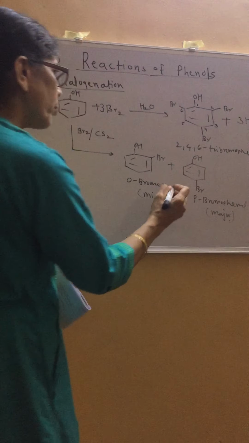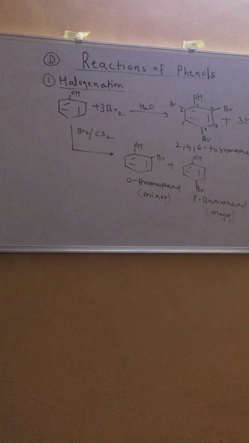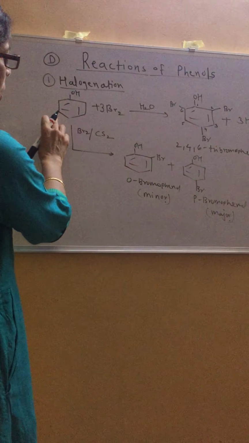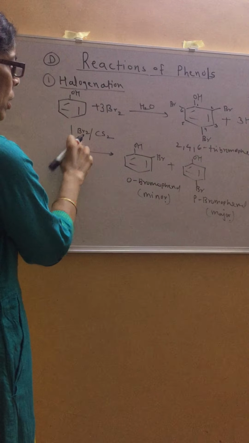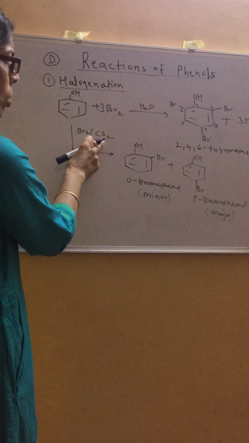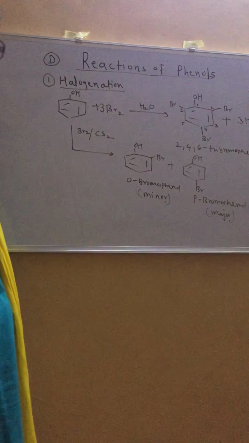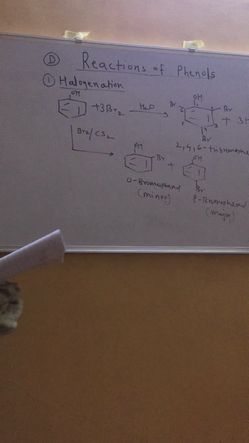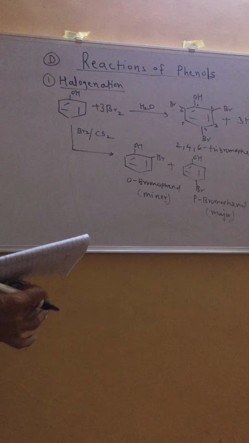So when phenol is treated with bromine water, we will get 2,4,6 tribromophenol, and when phenol is treated with bromine in presence of carbon disulfide as a solvent, we will get a mixture of two products, orthobromophenol and parabromophenol, with parabromophenol as the major product.